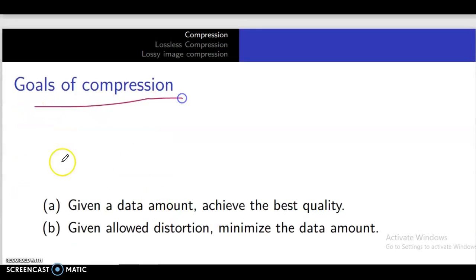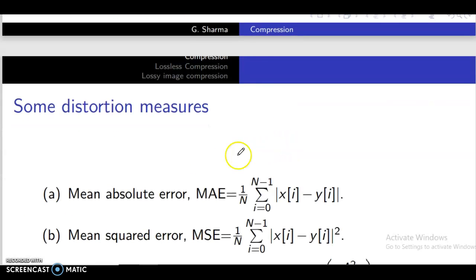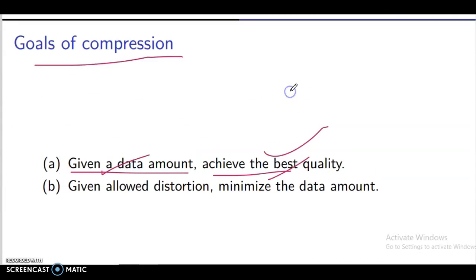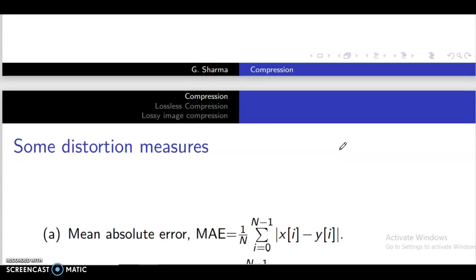Goals of compression: given a data amount, achieve the best quality. Given allowed distortion, minimize the data amount.